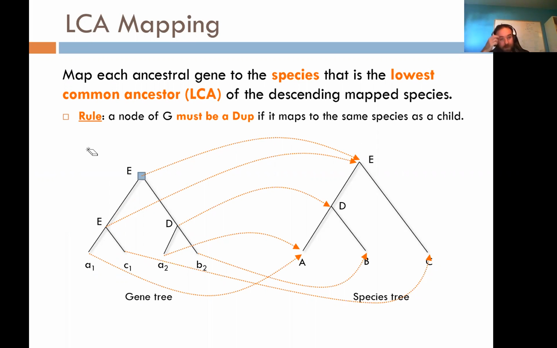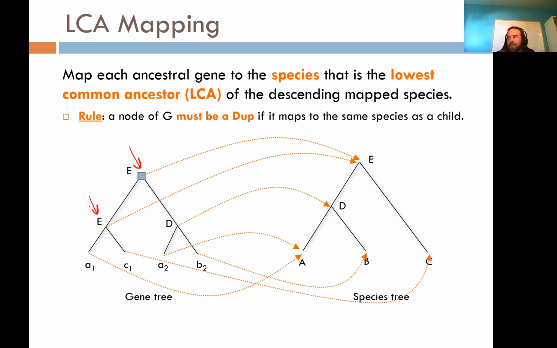All right, so this is a very useful tool in most reconciliation settings. And we use it to identify segmental duplications. It's actually instrumental, this LCA mapping. And there's a simple rule if you want to know under the LCA mapping whether an ancestral gene has undergone a duplication. Well, you just check whether it maps to the same species as one of its children. So this node maps to E, one of its children maps to E, so duplication. And yeah, there's a formal explanation for that if you set up the model right.